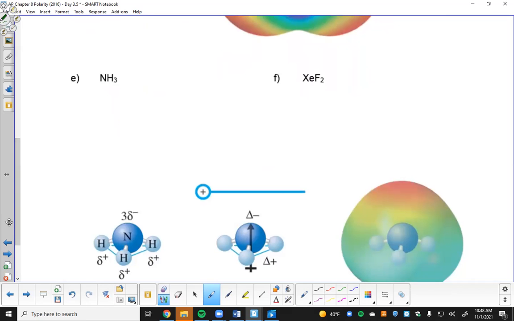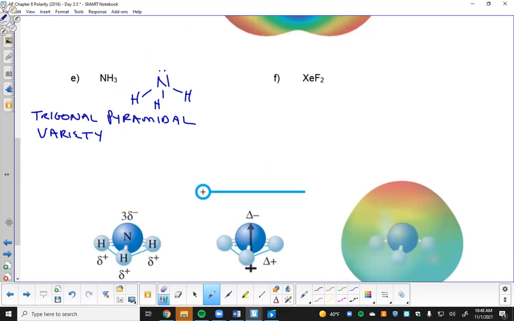And then NH3, ammonia, a very commonly used example. It has variety because it's got atoms and lone pairs. It's asymmetrical. That lone pair makes it lopsided. Typically, that's what happens when you have lone pairs, it makes you lopsided. Bonds are polar.